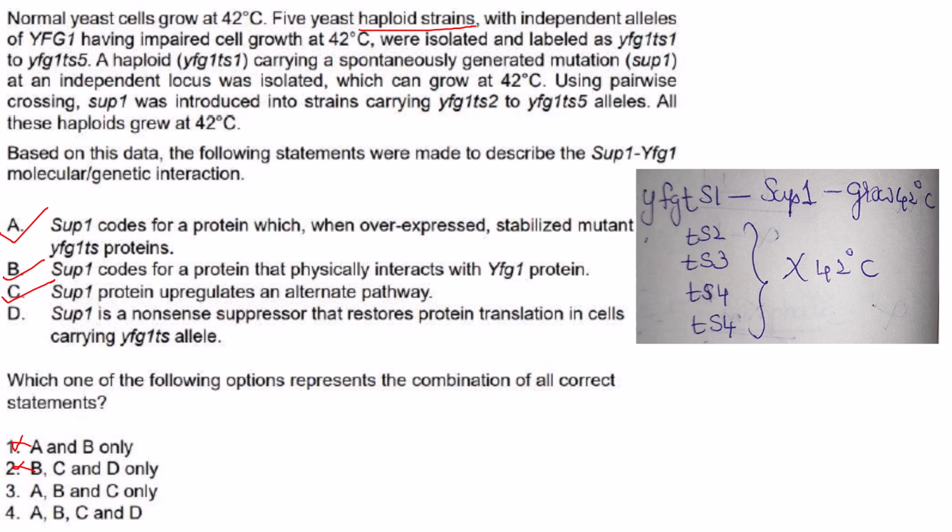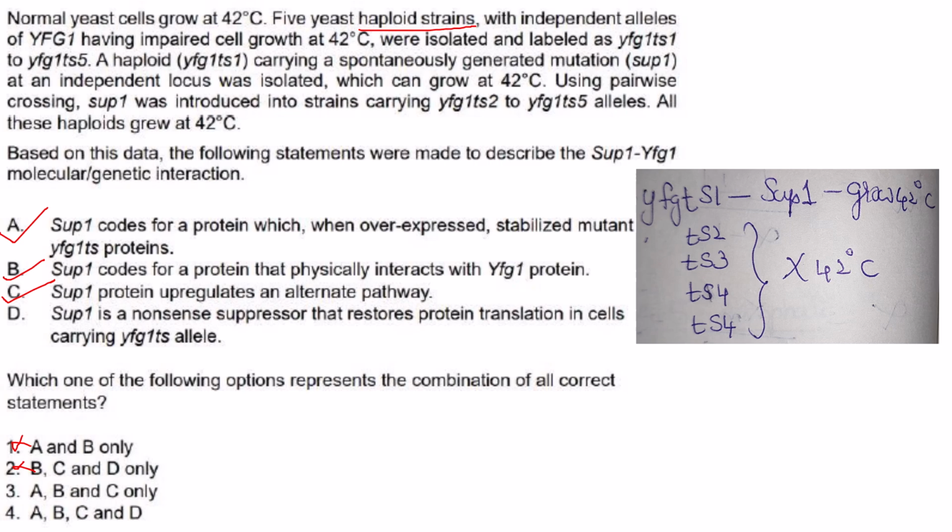Now we have to see whether D is also correct. What they have told is SUP1 is a nonsense suppressor that restores protein translation in cells carrying the YFG1 TS allele. Now what is a nonsense suppressor? That means if there is a nonsense mutation, the mutation will result in truncated protein production. Now a nonsense suppressor will suppress the nonsense mutation and you will get a correct protein. So that is what a nonsense suppressor does.